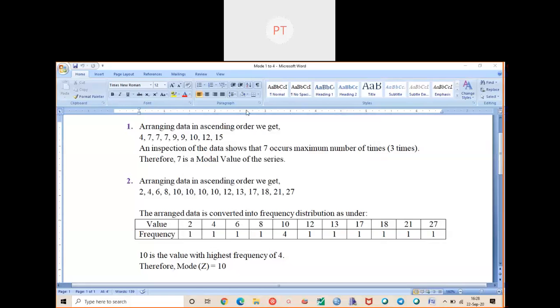Okay, so let us start with our first question of mode. As you can see, the data has been provided to you and the data is not arranged properly. So we have to first arrange the data in ascending order.